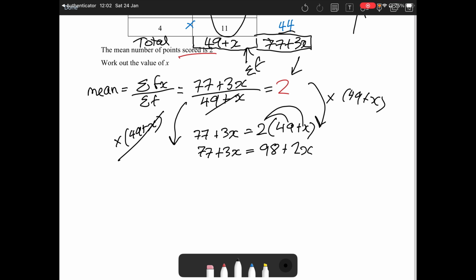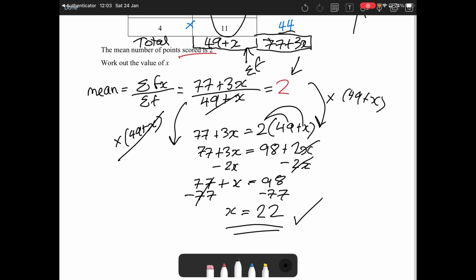All right, now we're going to solve this. So we're going to subtract 2x from both sides of the equation, because if I do that, these two cancel out, leaving me with 77 plus, well, just 1x, or you can just say x on its own, equals 98. And then we're going to subtract 77 from both sides. Because those two would cancel out, and we would be left with 98 take away 77, x equals 22. So the answer to this question is 22.